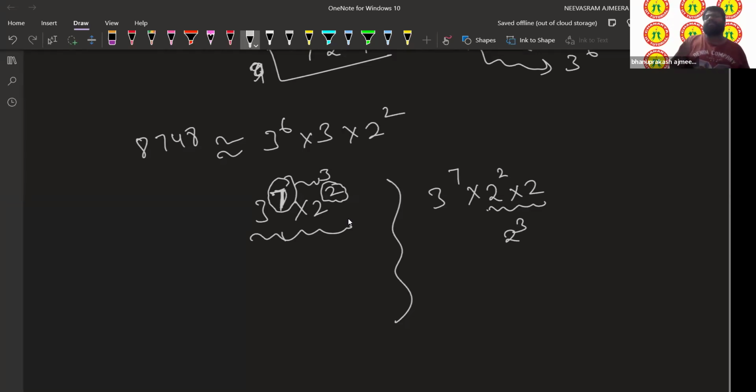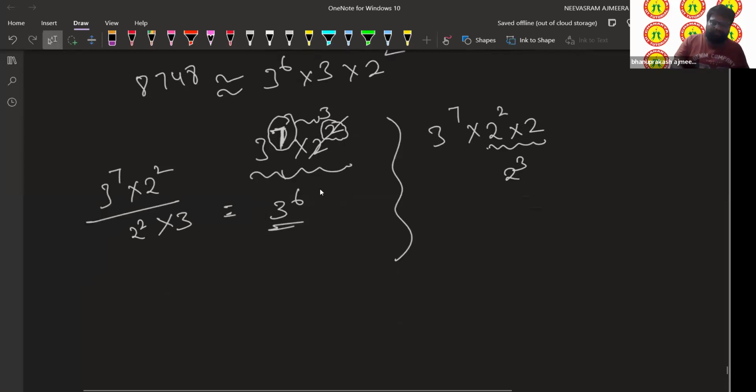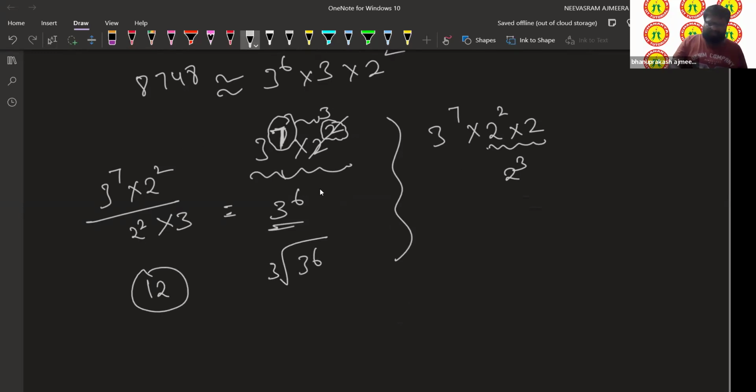In the question it's clearly mentioned that you have to divide. So I have to eliminate this 2 square. How will I eliminate 2 square? If I divide 3 power 7 into 2 square by 2 square, then only I can eliminate it. Similarly, if I divide 3 power 7 by 3, I get 3 power 6. So this number should be divided by 12. If you take the cube root of 3 power 6, that is 3 power 6 by 3, which is 3 square. So the answer is 9 here. So 12 comma 9 is the answer.